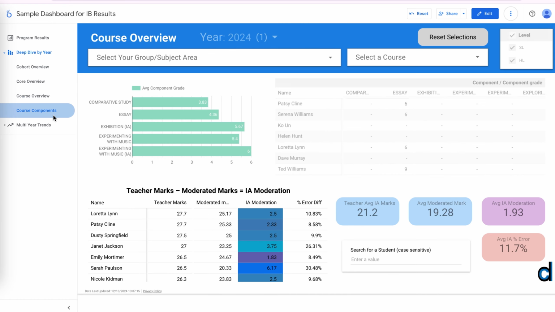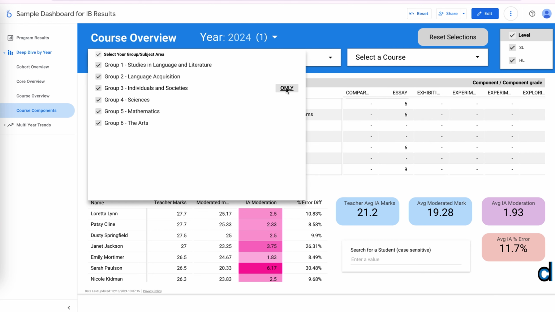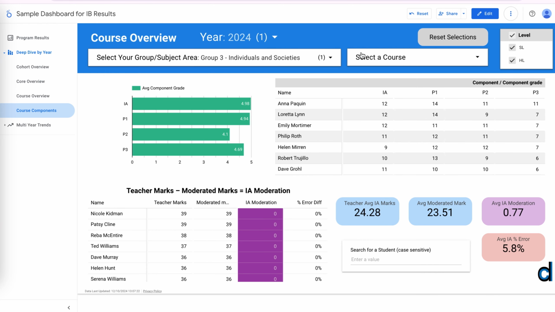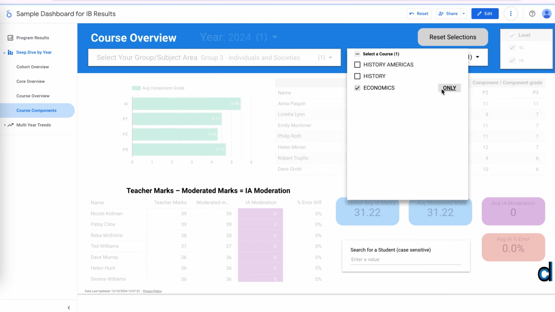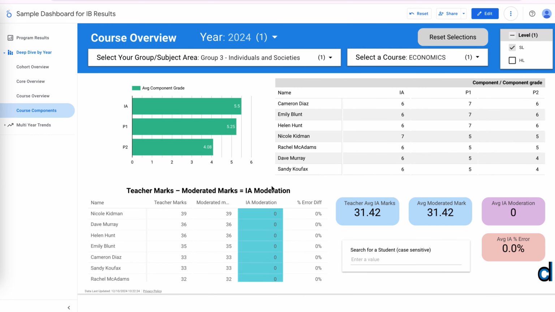Over in the course components, let's look at Econ again. So we'll go to group 3. We'll choose Econ only, SL only. Okay, so SL here, look at this. We've got our paper 2 is a full point less on average than our paper 1.